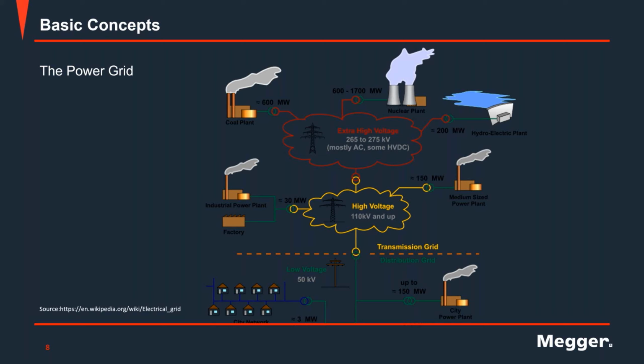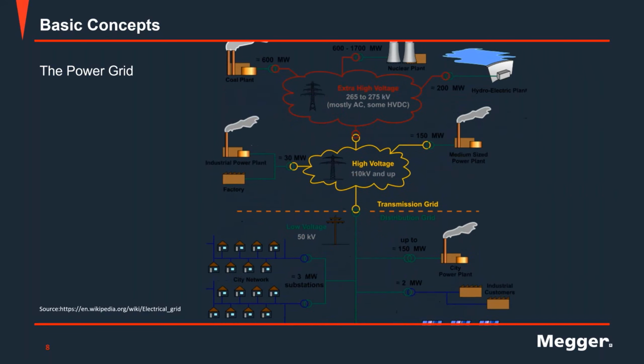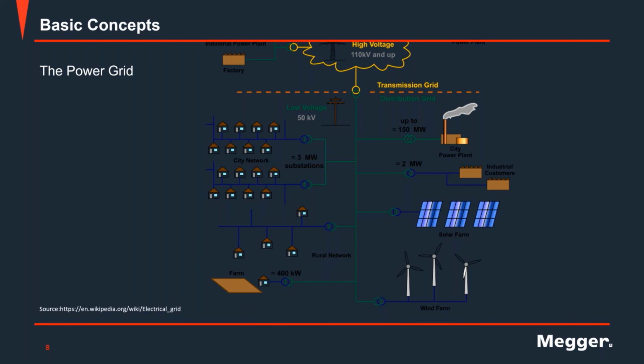You see we have a transformer right after the generator to start transmitting that power to reach both commercial and residential customers. We also see renewable sources of energy linked to the power grid through a transformer as well. So we'll find this device across the whole range of the power grid. It will be everywhere.